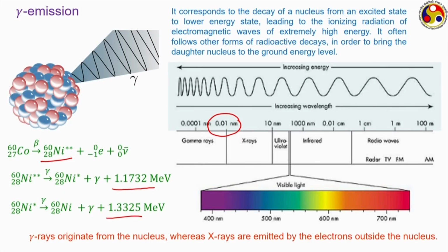Gamma rays originate from the nucleus, whereas X-rays are emitted by the electrons. In earlier days, the difference between gamma rays and X-rays was drawn more in terms of wavelengths, but nowadays we go more for this particular difference. The nucleus is the place from where gamma rays originate, whereas any radiation coming only from the orbits, or from orbital electron movements, has to be X-rays.